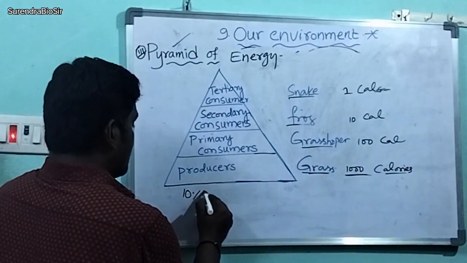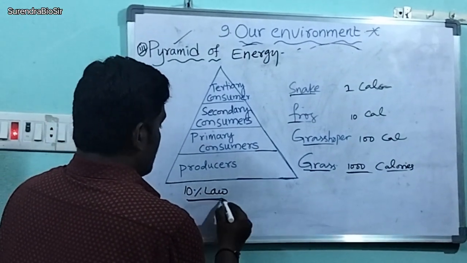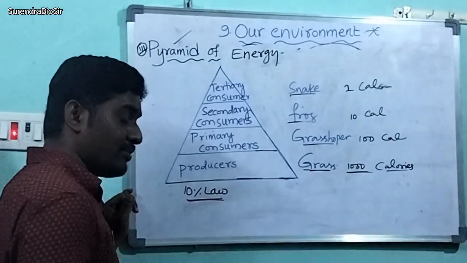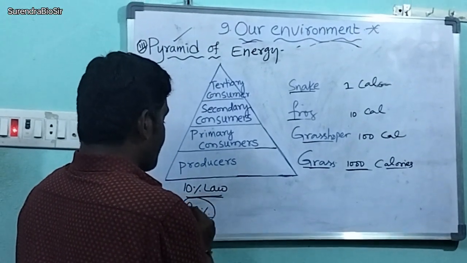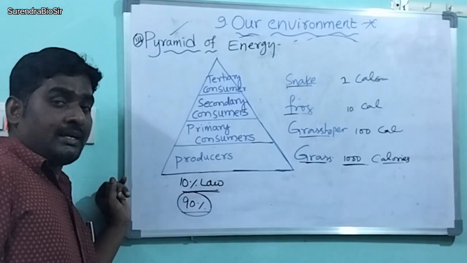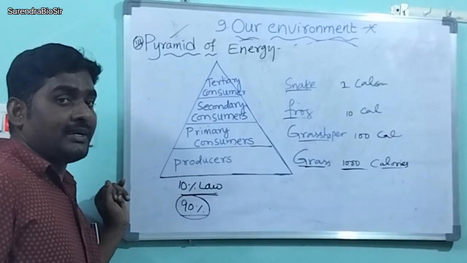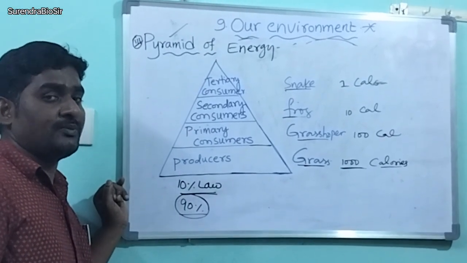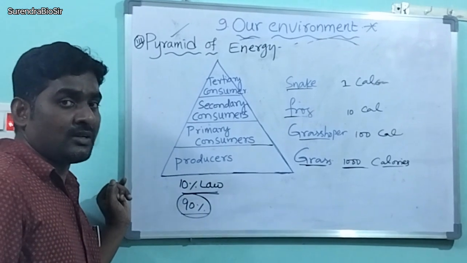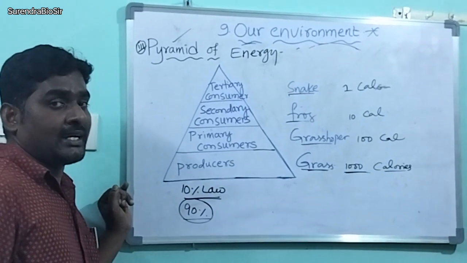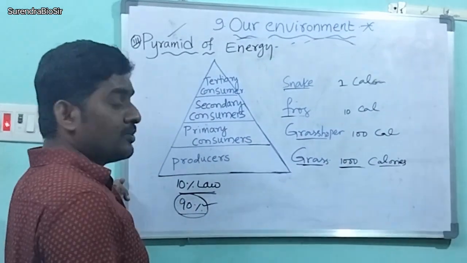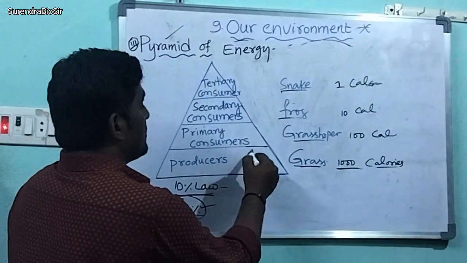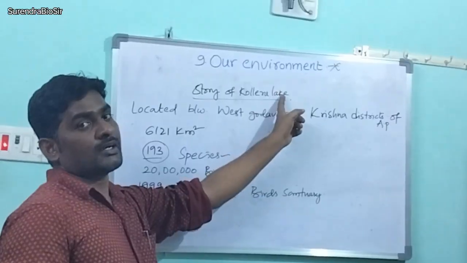What is called the 10% law is nothing but this. What about the remaining 90%? This 90% will be dissipated, in the form of respiration. During respiration and also during metabolic activities, 90% will be consumed. Only 10% will be transferred from one trophic level to the next.